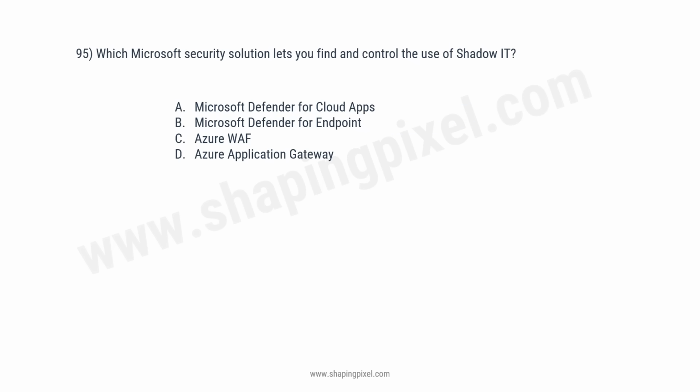Question number 95. Which Microsoft security solution lets you find and control the use of shadow IT? And we have the following four options. Option A, Microsoft Defender for Cloud Apps. Option B, Microsoft Defender for Endpoint. Option C, Azure WAF. And option D, Azure Application Gateway. So the right answer here is option A, Microsoft Defender for Cloud Apps.